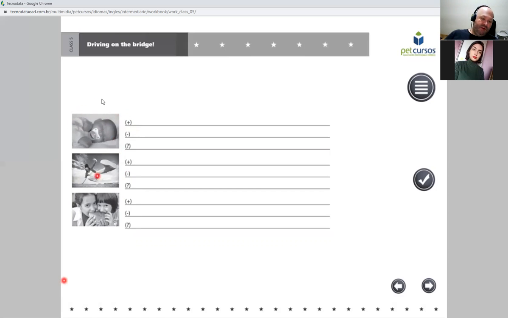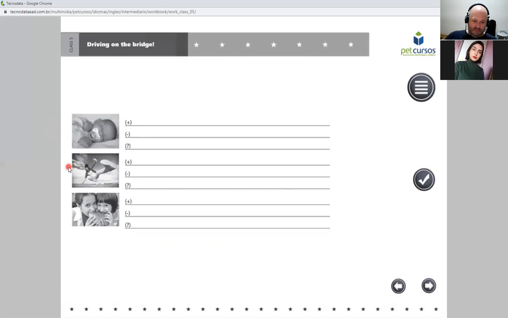We still have three pictures. Let's do the baby one. The baby is sleeping on the bed. Mm-hmm. The baby isn't sleeping on the bed. Yeah. Is the baby sleeping on the bed? Perfect.